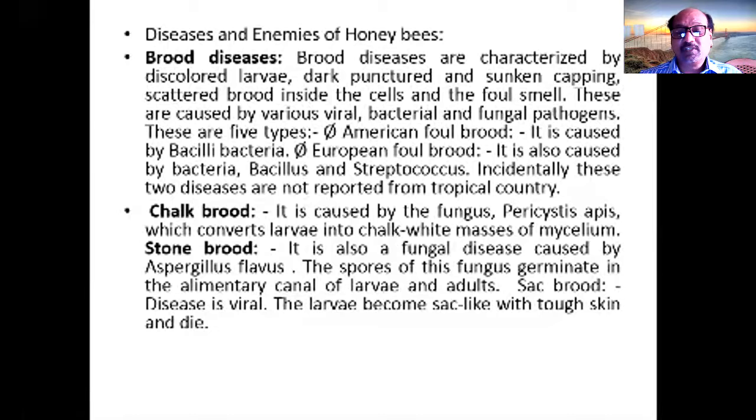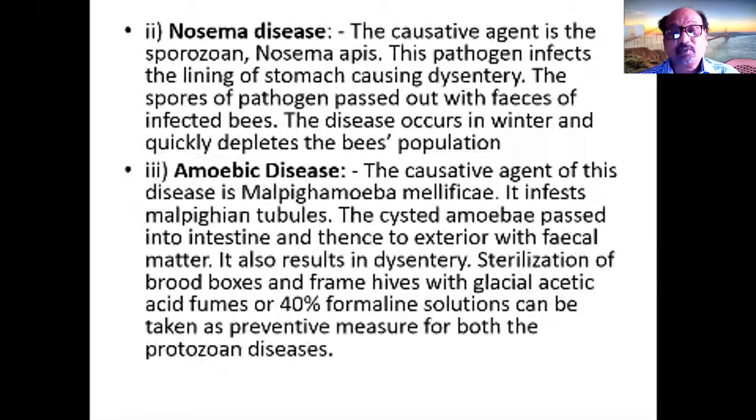Then sac brood disease is viral. The larvae become sac-like or pouch-like with tough skin, and die. Now the protozoan diseases. Another form is the nosema disease. The causative agent is the sporozoan Nosema apis. This pathogen infects the lining of the stomach, causing dysentery. The spores of the pathogen pass out with the feces of infected bees, and the disease occurs in winter and quickly depletes the bee population.